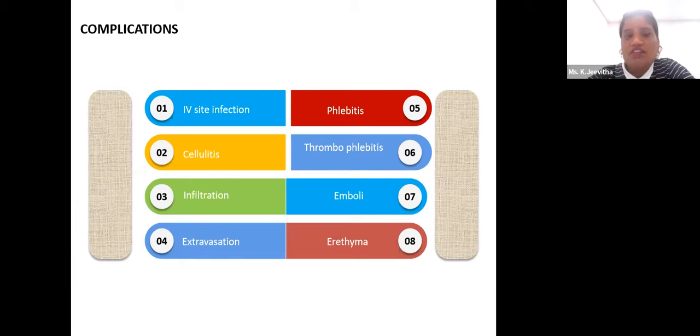So major complications of IV cannulation are phlebitis, extravasation, and infiltration. Once a patient develops extravasation and infiltration, it is very dangerous. So as a nurse, if you have seen any problem, please try to remove that, and thrombophlebitis, and there will be a chance of erythema. So these are the complications you need to monitor when you are checking the cannula.